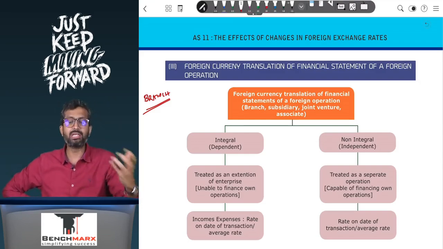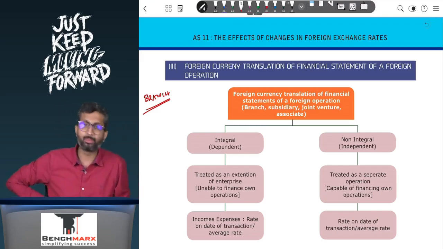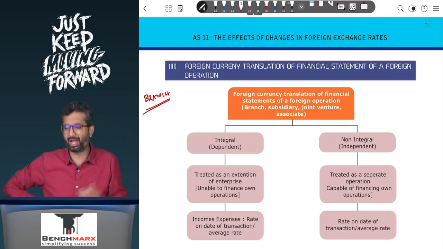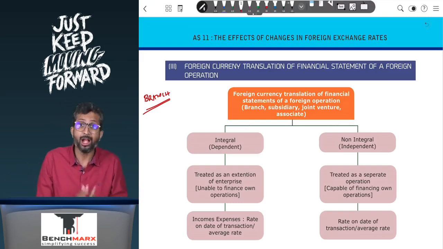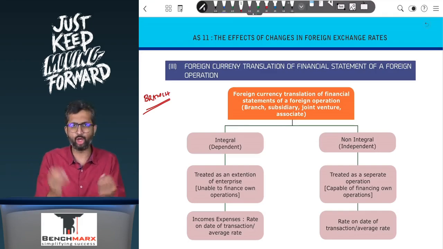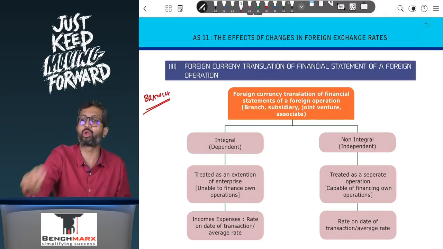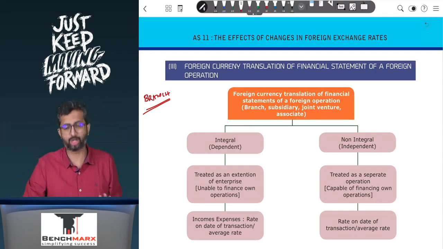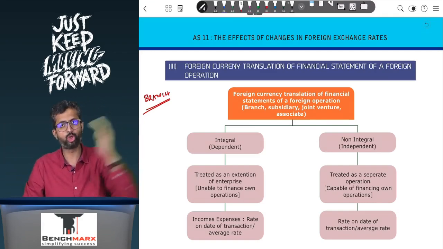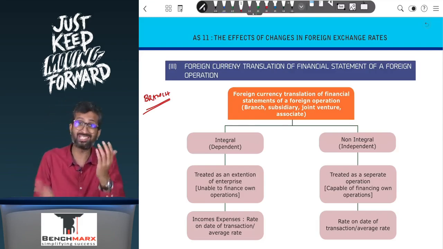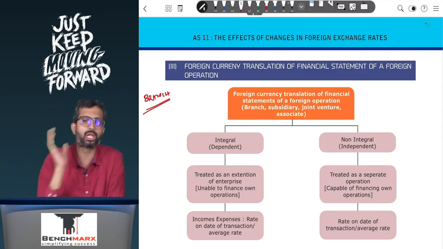But because it is an independent operation, that money is going to remain in pounds only by and large. And as a result, over here AS11 says that in such a case it's a non-integral branch. The gain or loss, if any, on the exchange rate is just on paper. You will have to convert everything in rupees, but that is just on paper for the purpose of preparing your accounts. Otherwise, that money in pounds is not going to come back to you, and hence if there is any gain or loss, this will not be taken to the profit and loss account.